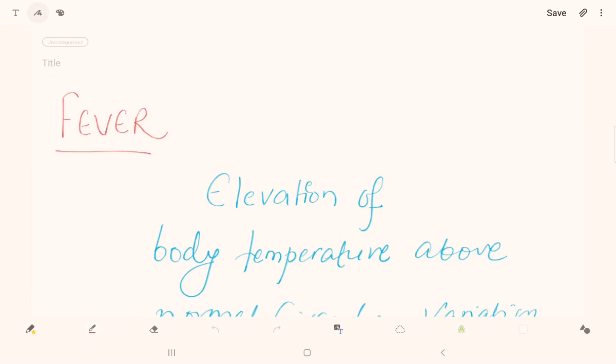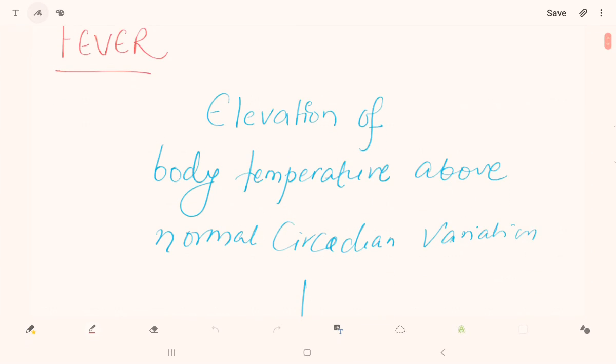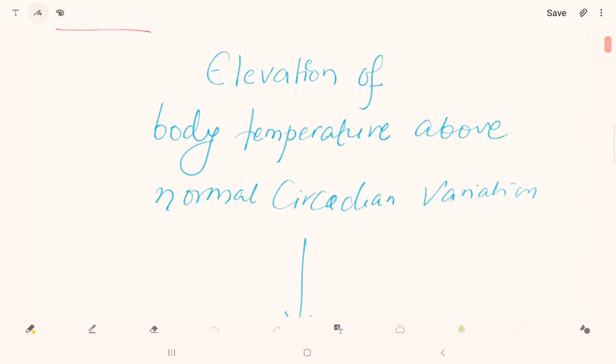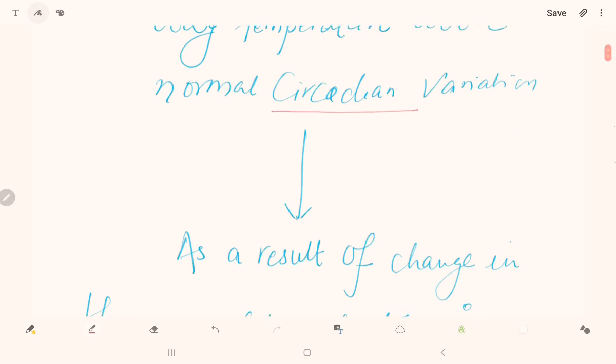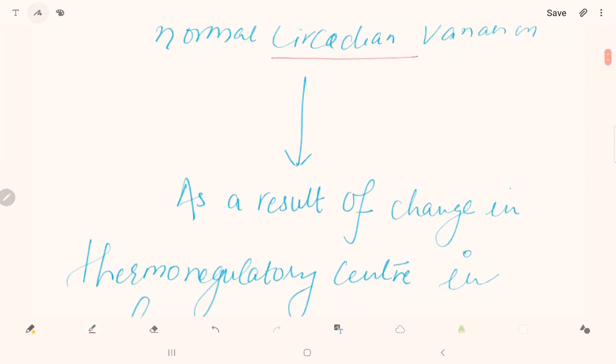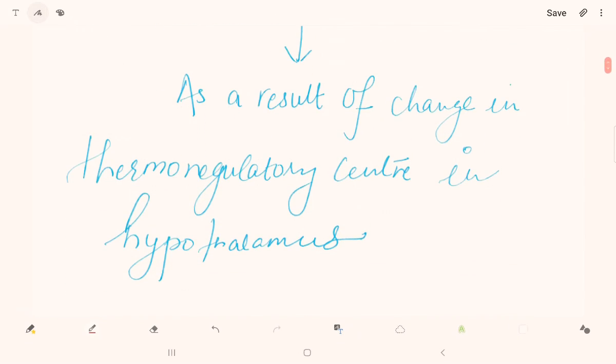Today, the topic of our interest is fever. Starting with the definition of fever, fever is elevation of body temperature above normal circadian variation as a result of change in the thermoregulatory center located in the hypothalamus.